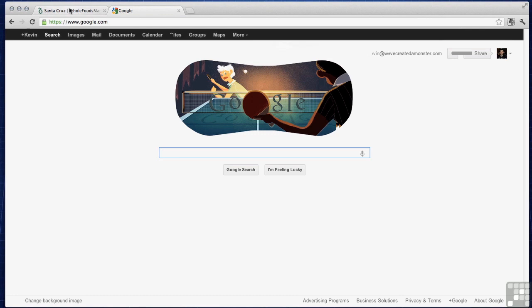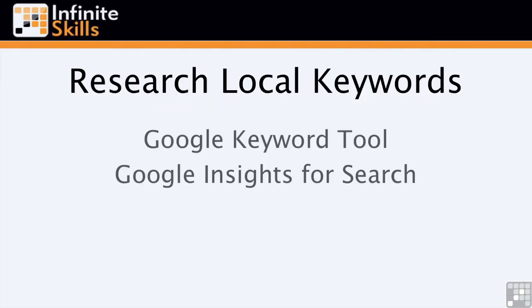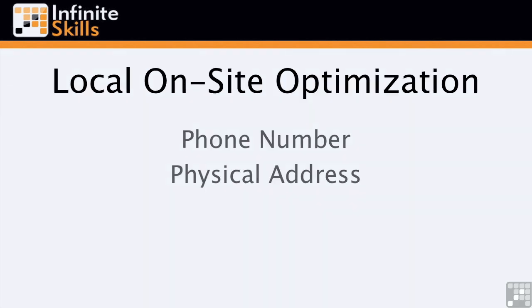and you can see the trends for any particular keyword around the different counties in that area. So very, very useful tool when you're trying to figure out which keywords to go after when you're doing a local-based SEO campaign. The next thing here is local on-site optimization.